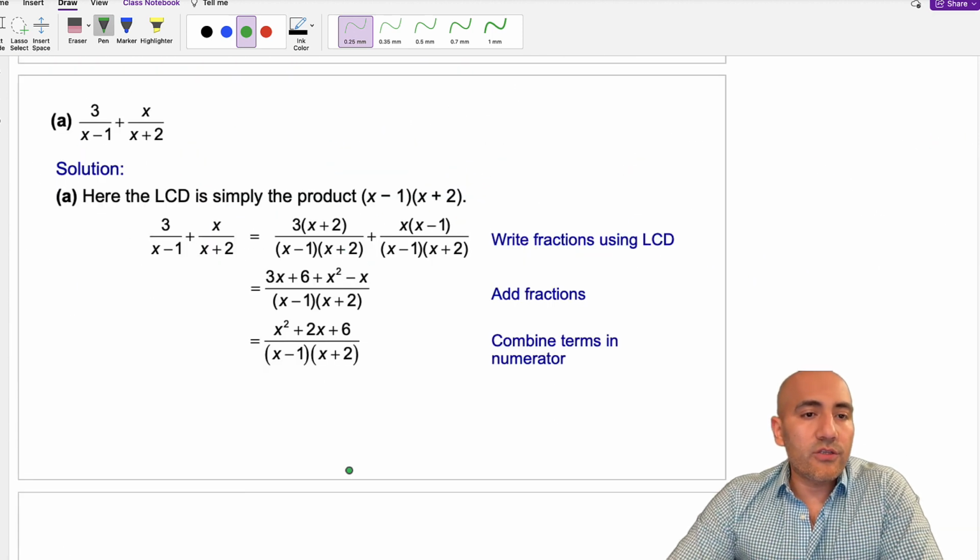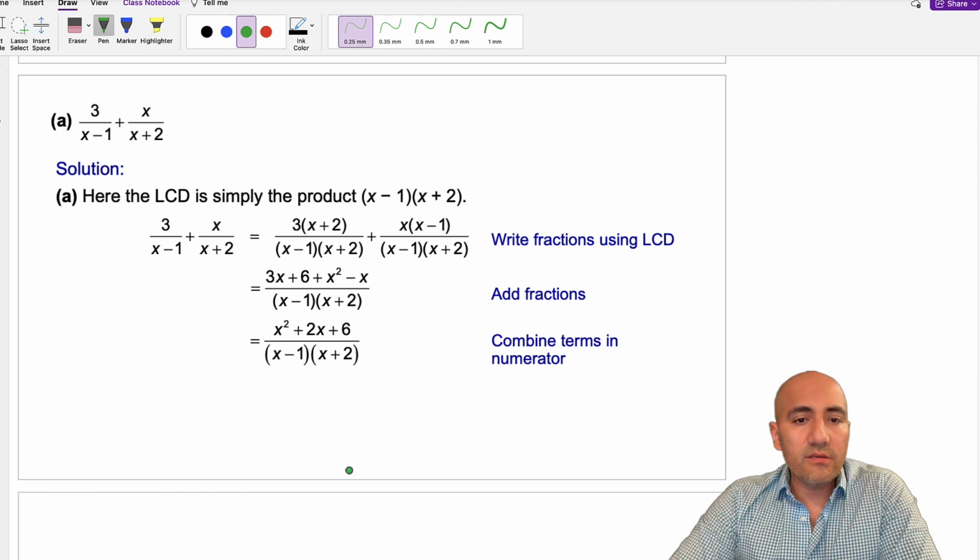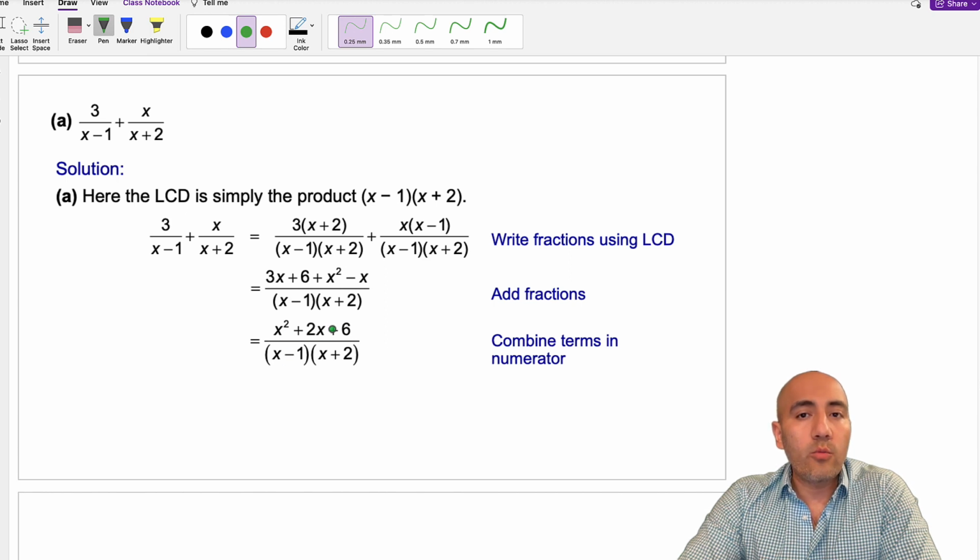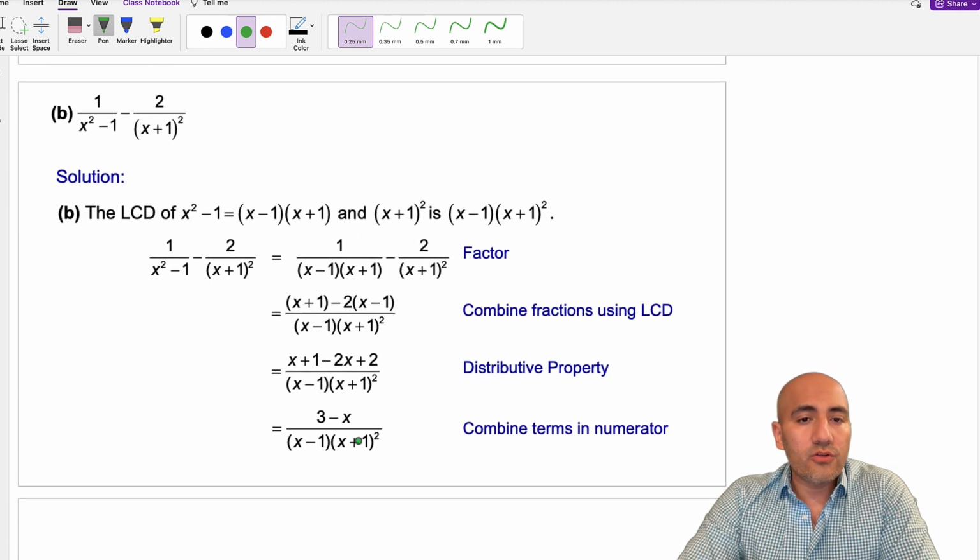So here's the solution your author provided for the first one. Same work we did. And again, notice that they left it this way. They left it as a polynomial in the numerator and a product of binomials in the denominator. And here's the solution your author did for the second one.